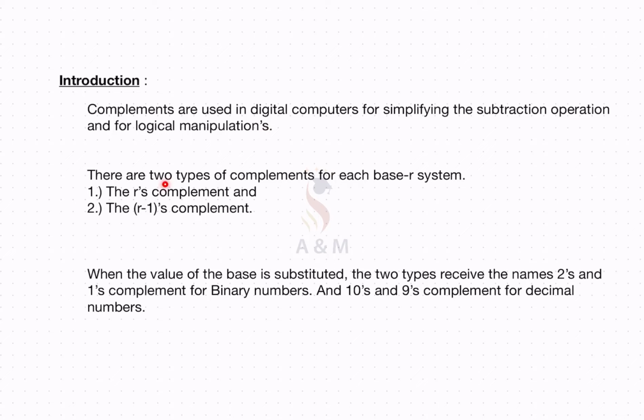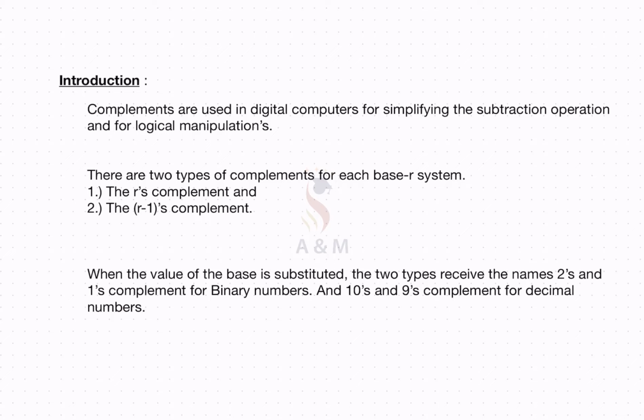There are two types of complements. First one, the R's complement. Second one, the R minus 1's complement. When the value of the base is substituted, the two types receive the names 2's and 1's complement for binary numbers and 10's and 9's complement for decimal numbers.